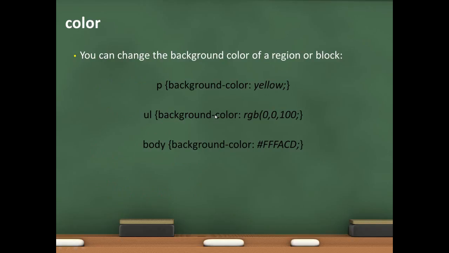Now, what if we want to change the background color or perhaps even the foreground color? These examples are background color of a particular region or a tag. So what this first one does is it says, look, every P tag on my web page now is going to have a background color of yellow automatically. Every unordered list is going to have a background color of 0 red, 0 green, and 100 blue, some bluish type color.